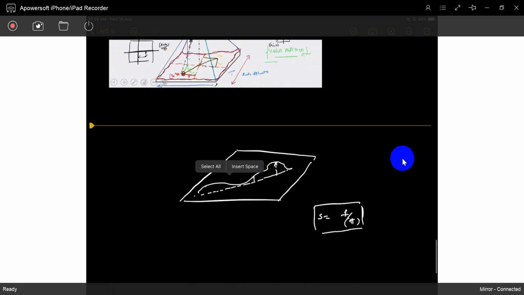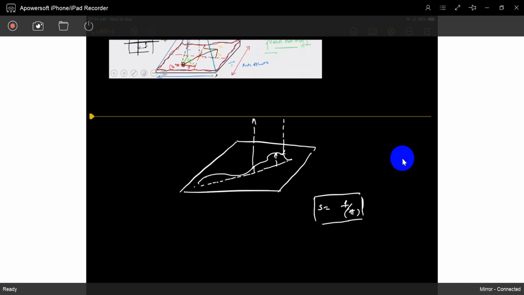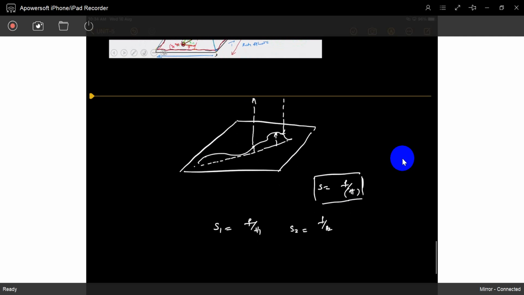So if you see, each point has some distance from the height, a small height increase. Are you understood? Every point has a different height from the exposure center, so every point has different scales. The first point is f by h1, and some other point is f by h2. So every point has a different scale. That's the one thing you have to observe.